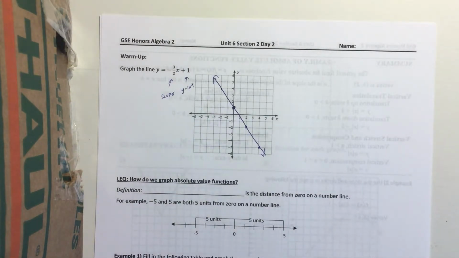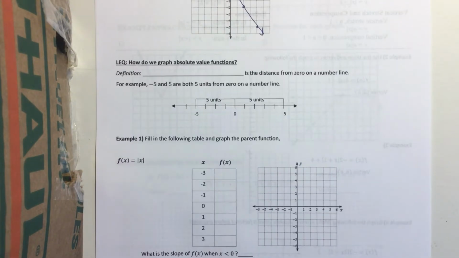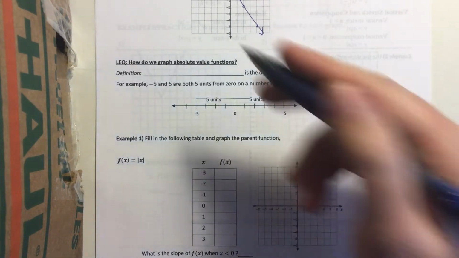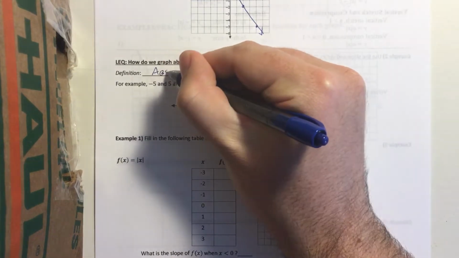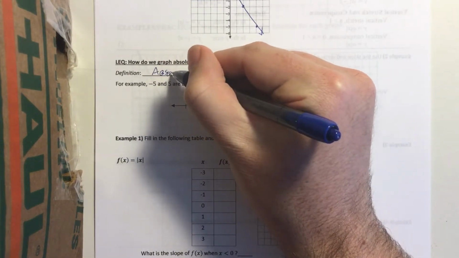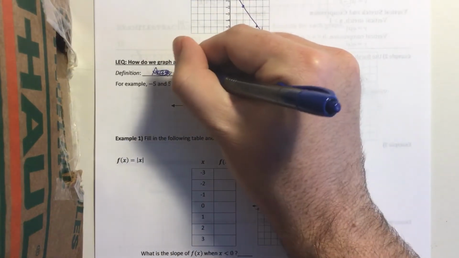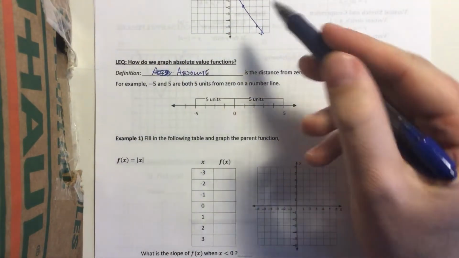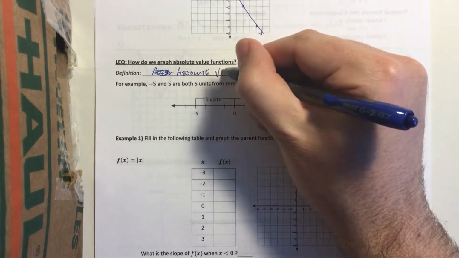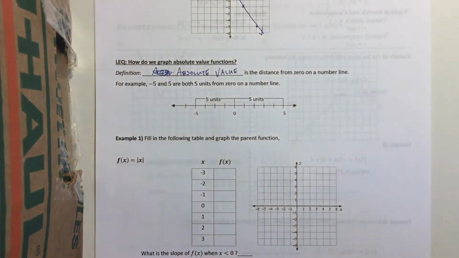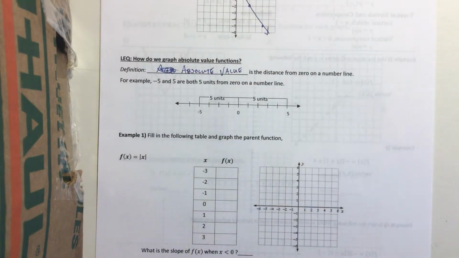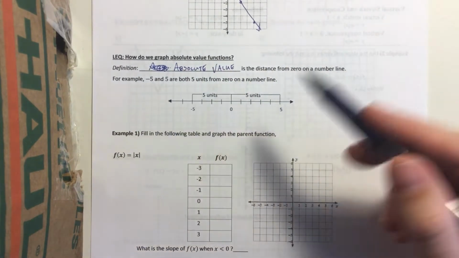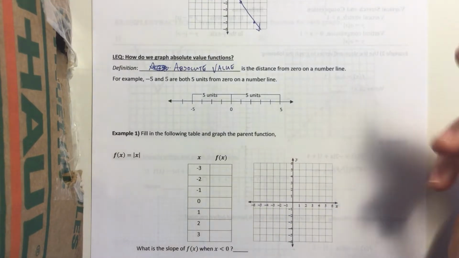All right, let's get to what we're talking about today. We're talking about absolute value functions today. If you don't know, an absolute value function is the distance from 0 on a number line. So for example, negative 5 and 5 are both 5 units from 0 on the number line.